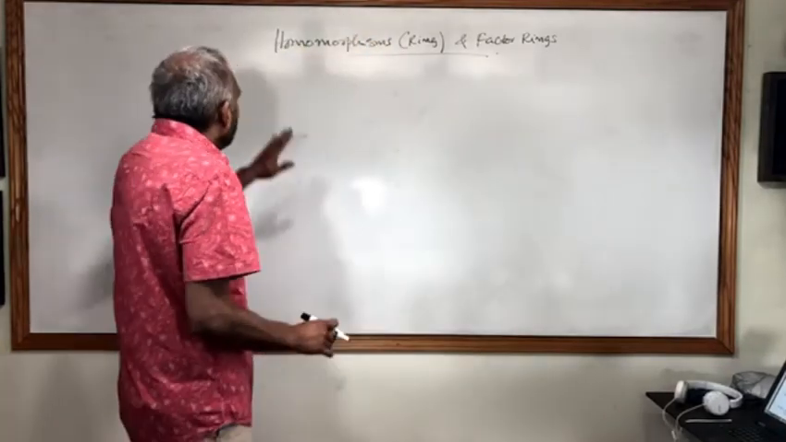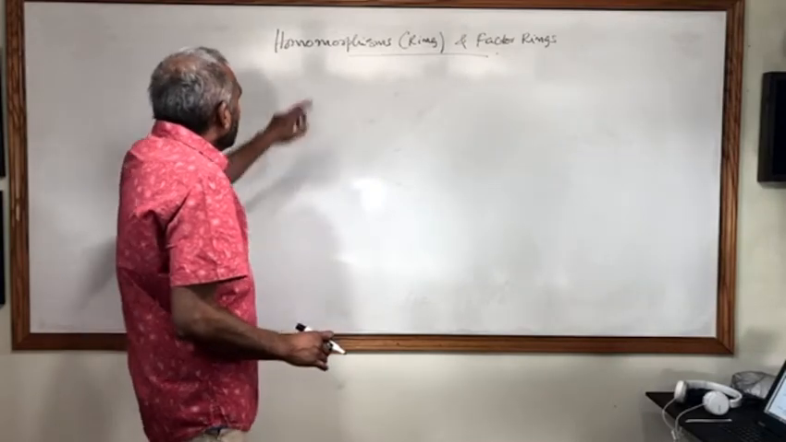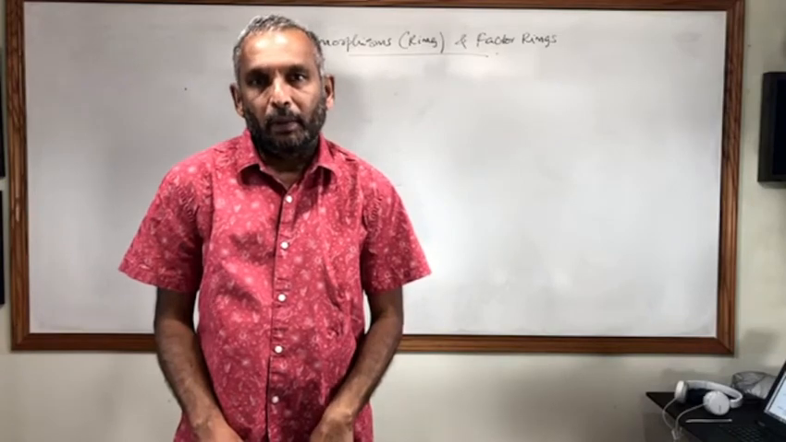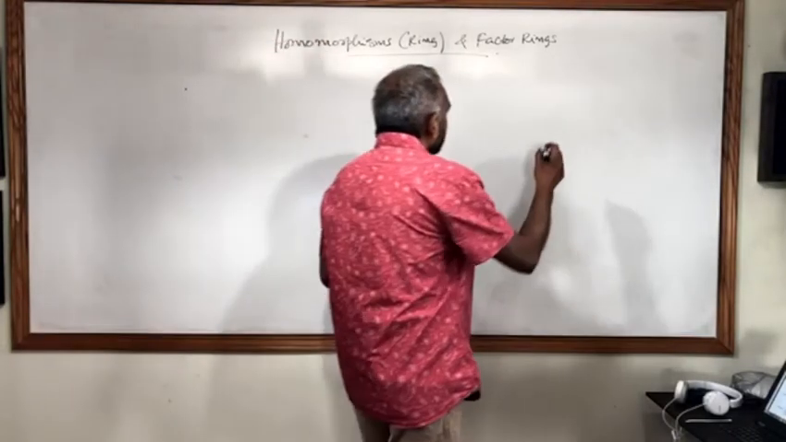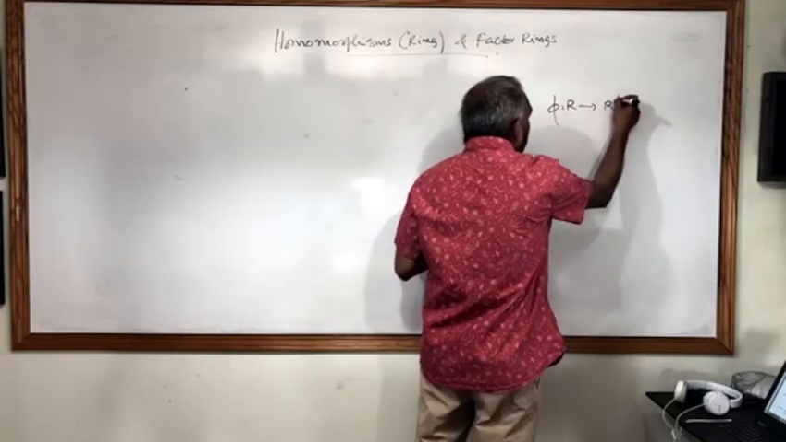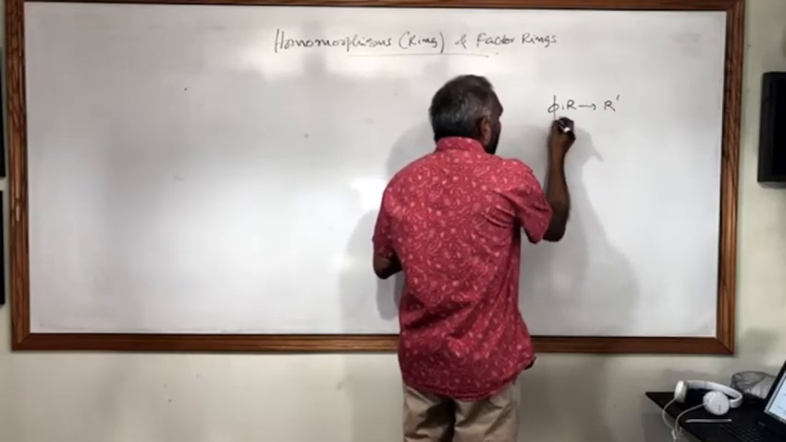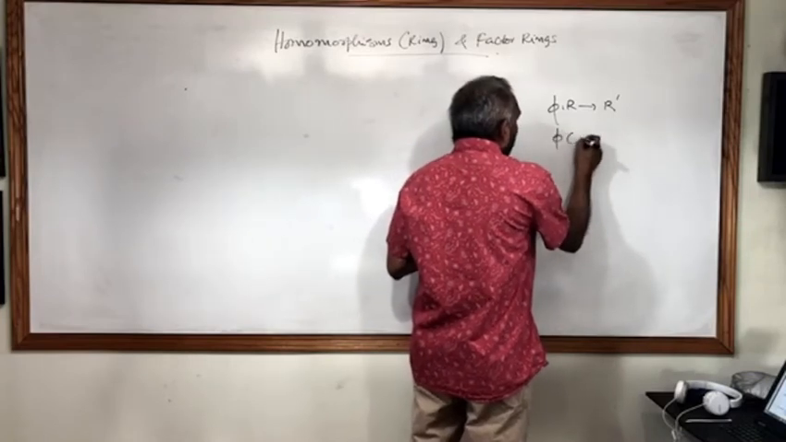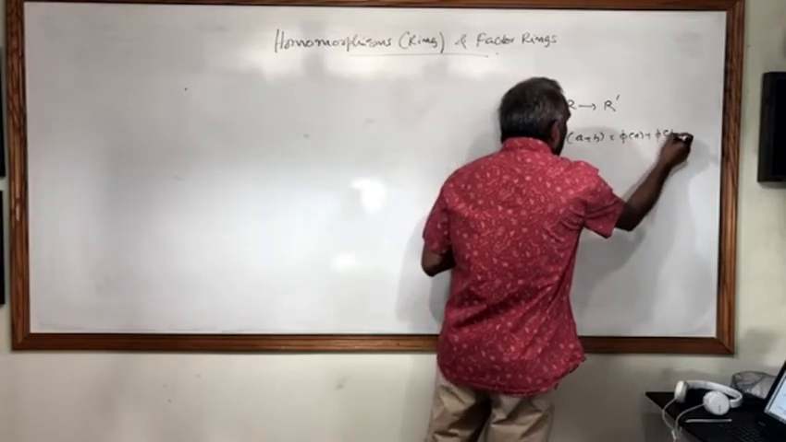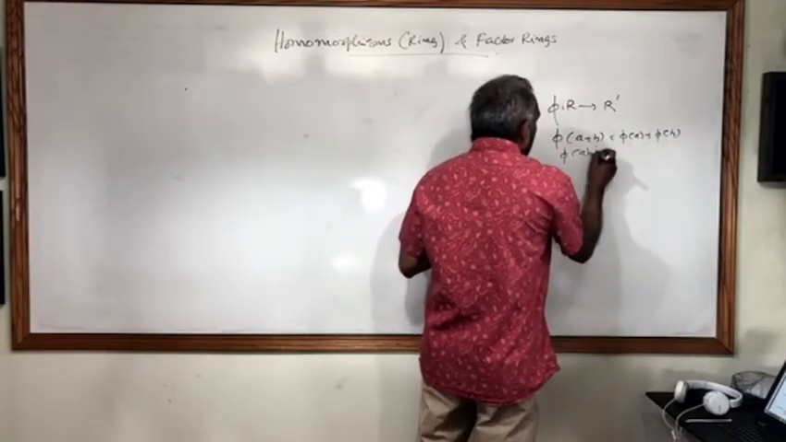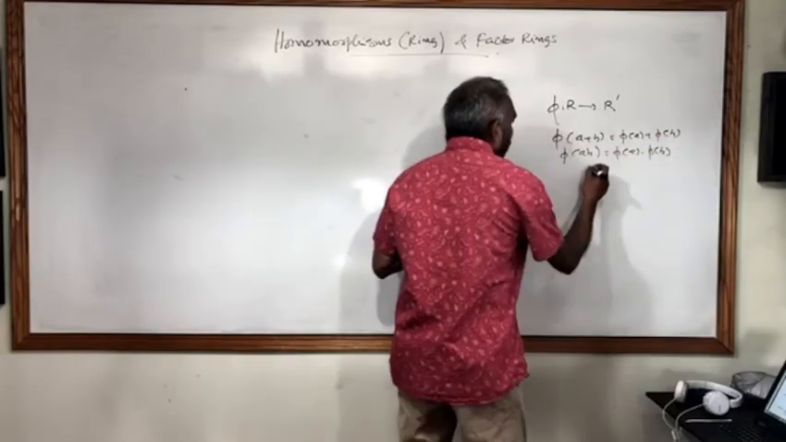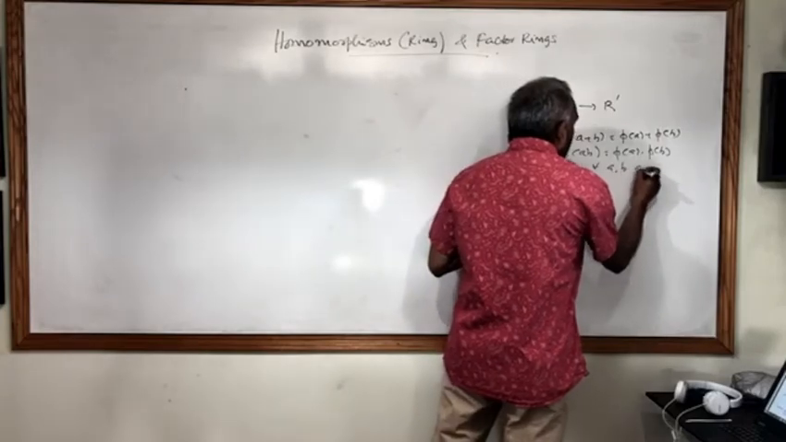We have defined very briefly what a ring homomorphism is, as an extension of group homomorphism. That is, if phi is a map from R to R prime, then this is a homomorphism if phi of A plus B is equal to phi of A plus phi of B, and phi of AB is equal to phi of A times phi of B, for all A, B in R.